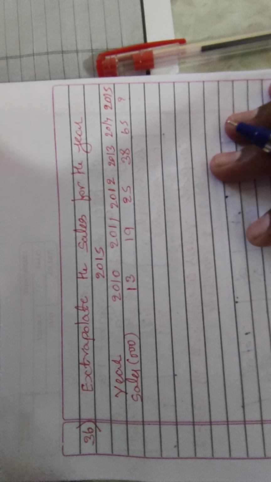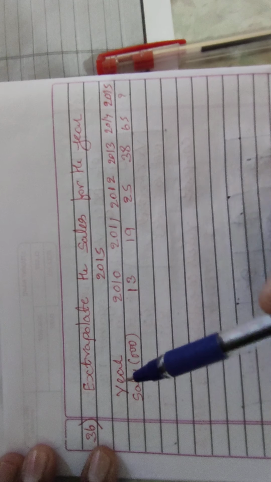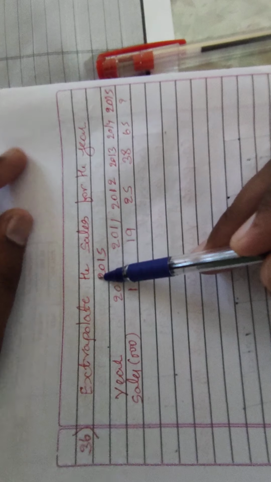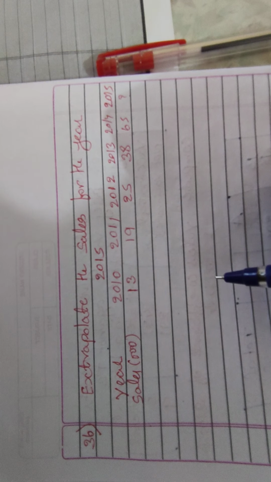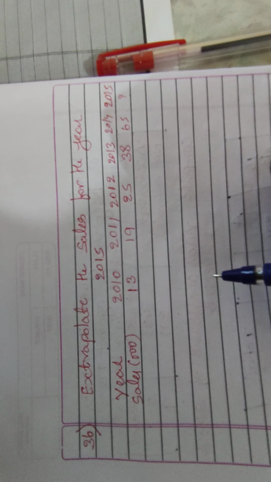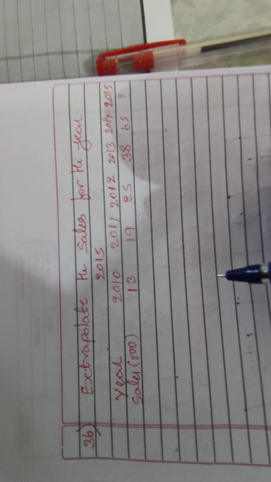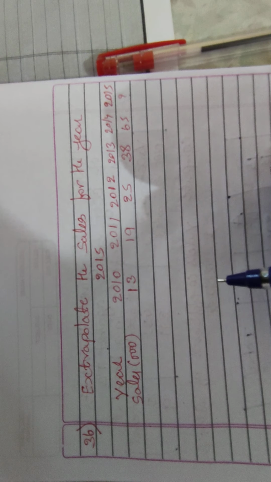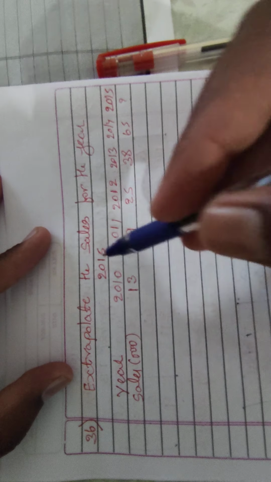The next question is the 36th question. It is a 5 marks question. Extrapolate the sales for the year. Interpolation and extrapolation both are very important for your examination. It is also a compulsory question. Sometimes they will ask interpolation, sometimes extrapolation. Okay, dear students. So extrapolate the sales for the year 2015.